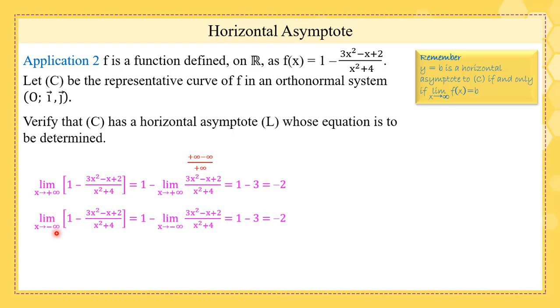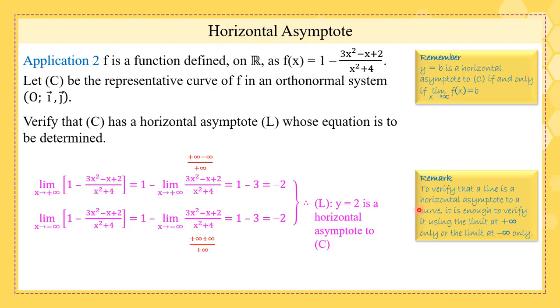Now the limit at minus infinity would also be negative 2. So from here we can tell that the line y equals negative 2 is a horizontal asymptote. Similarly, it's enough to find the limit at plus infinity alone or at minus infinity alone.